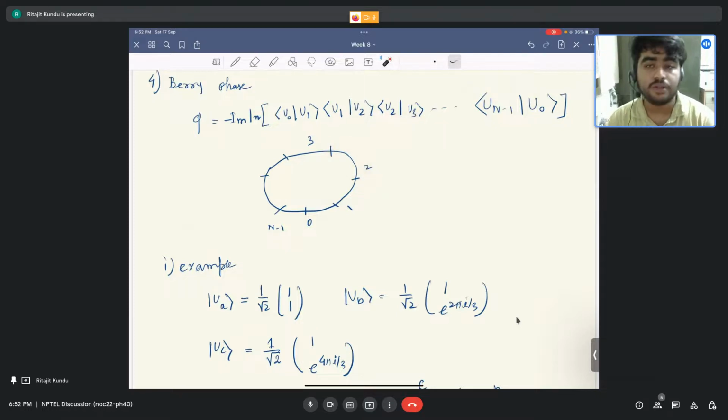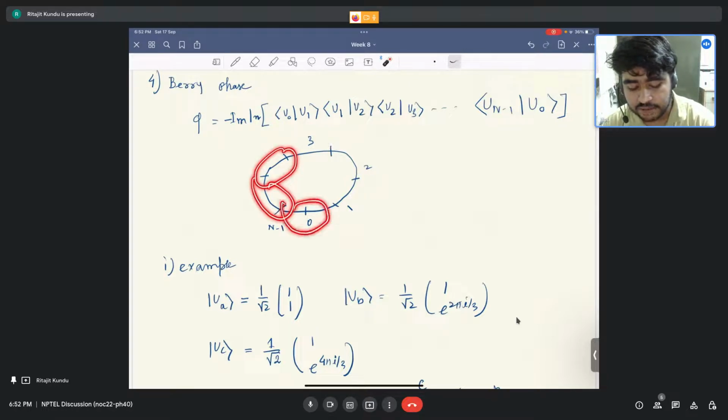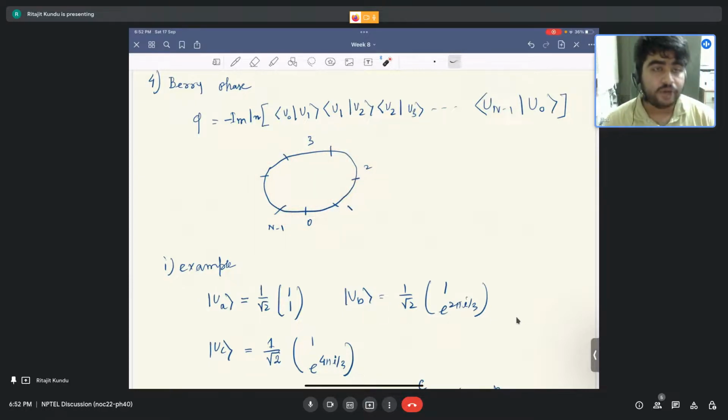And if you follow all of the terms in the sequence, you will see that this takes only the inner product between the nearby states. At the end of the day, we are multiplying all of these things and taking a log, and then the imaginary part of this whole thing. The whole quantity will be some complex number, because these are inner products, so it will be some z.